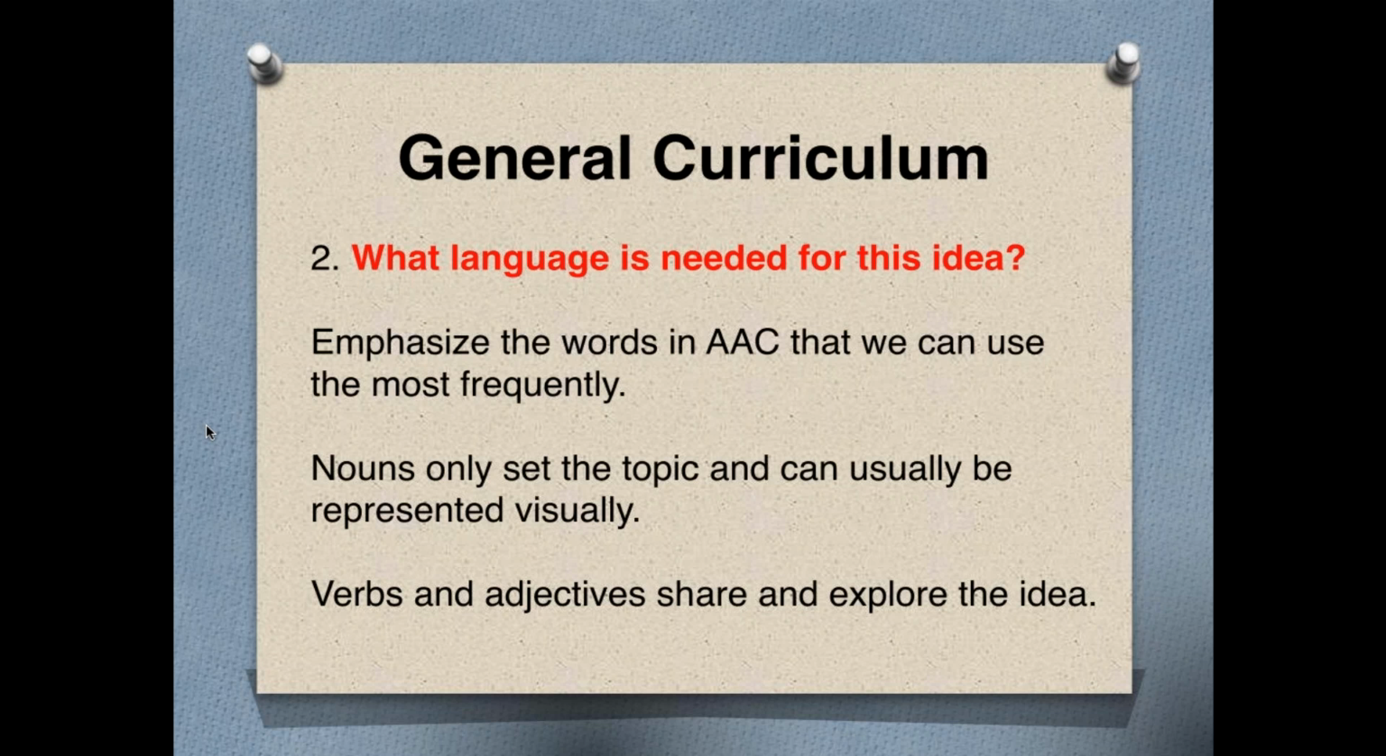We're going to emphasize the words that they can use the most frequently. So as we're looking at ancient Egypt, we've got canopic jars and sarcophagi and mummies and Cleopatra, and we're going to think about the words that that student can use over the next 20 years rather than words they might only encounter again 20 years from now.